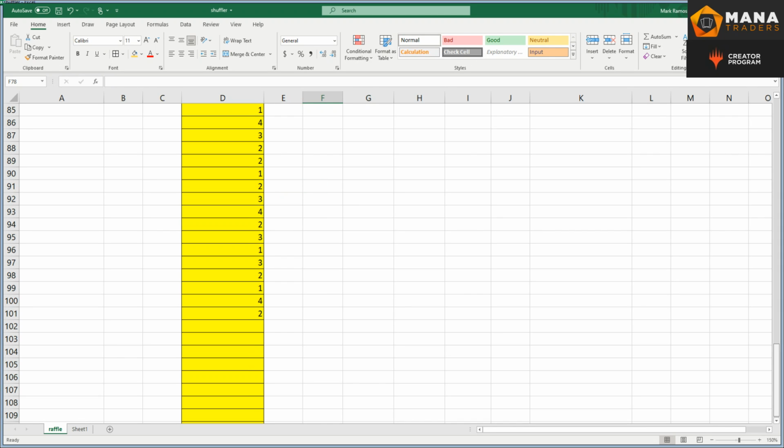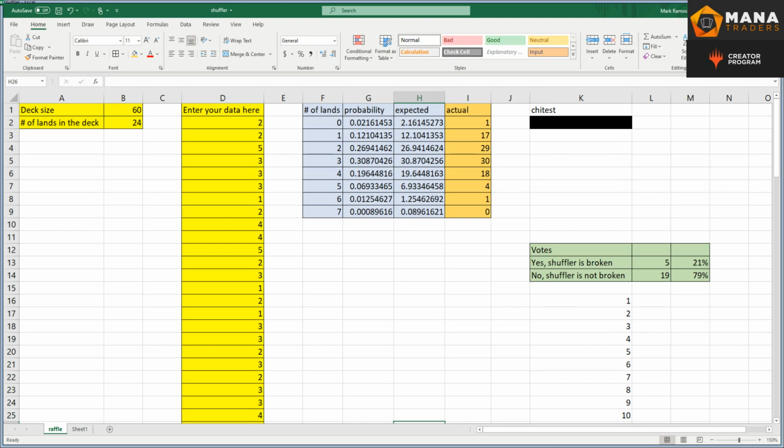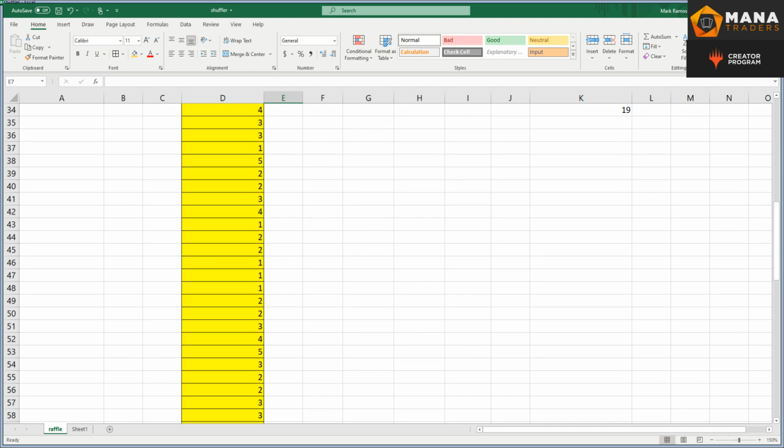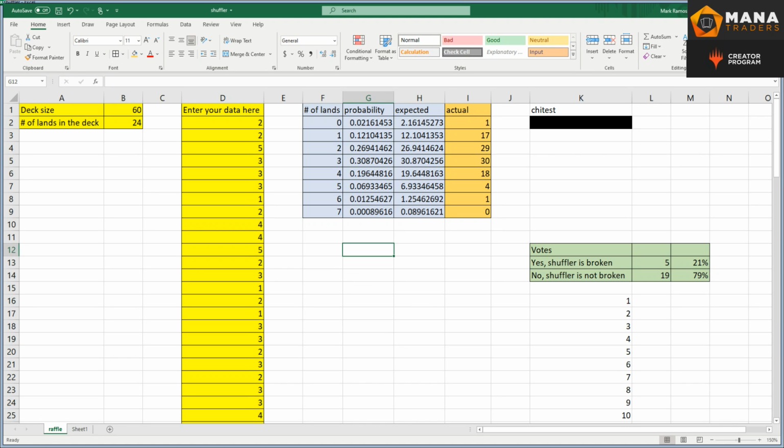Can you try to find that? Okay, it's somewhere there. The recording is making my scrolling choppy. Okay, now it's fine. Yeah, there we go. That's the one instance where we had 0 lands in our opening hand. Then there were 17 times where we had a 1-lander, and 29 times that we had 2 lands, and so on.